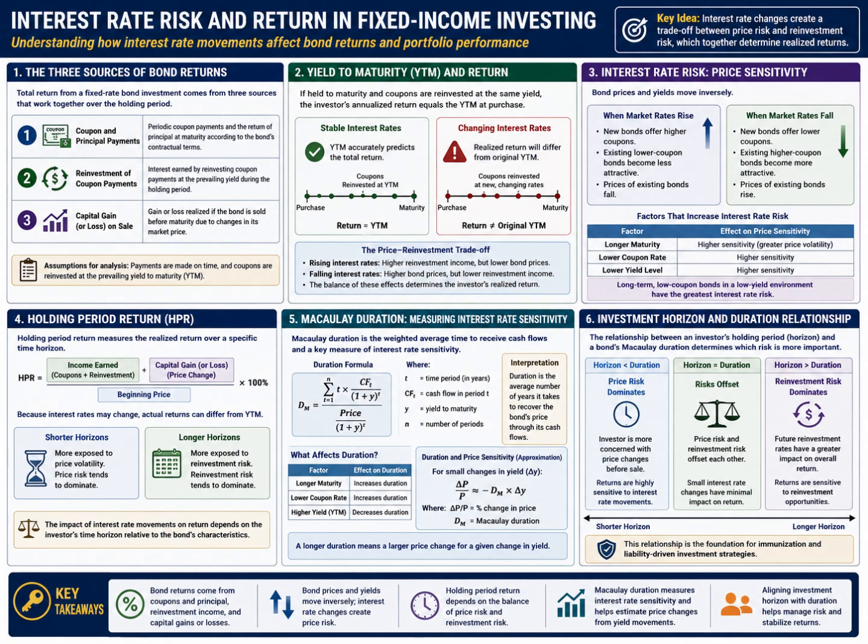Duration depends on several factors, including maturity, coupon rate, and yield level. Longer maturities and lower coupons increase duration, while higher yields reduce it. Macaulay duration also helps investors estimate the approximate relationship between changes in yields and changes in bond prices within fixed income portfolios.